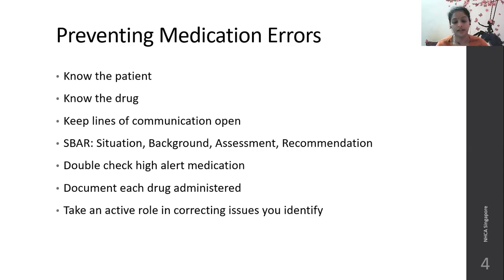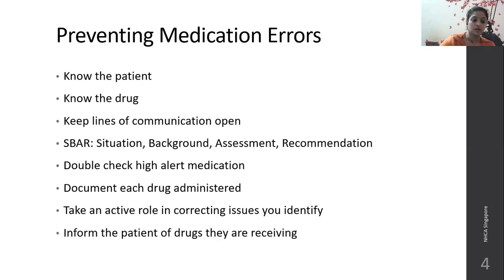Take an active role in correcting issues. For example, if you see look-alike, sound-alike drugs kept together in the rack, make an active decision to inform the ward in charge and change the places of those drugs. That's an example of taking an active role to make sure medication errors don't take place. Inform the patient of the drugs they are receiving, so the patient can also stop you if you are about to make any medication errors. The patient should know what medication they are taking and what particular condition it is for. So such health education should be provided to the patients.